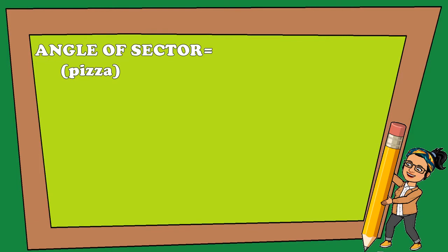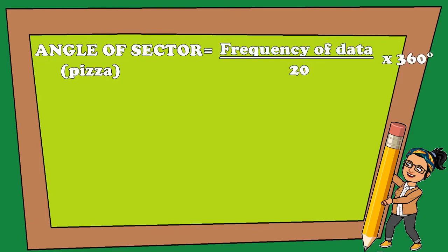Let's compute. Frequency of data divided by 20 times 360 degrees. The frequency of data for pizza is 3. So 3 divided by 20 times 360 degrees, we get... Good job. That is 54 degrees.